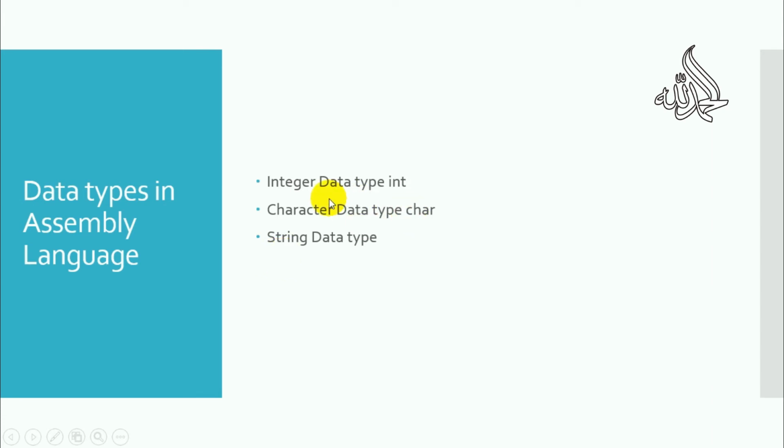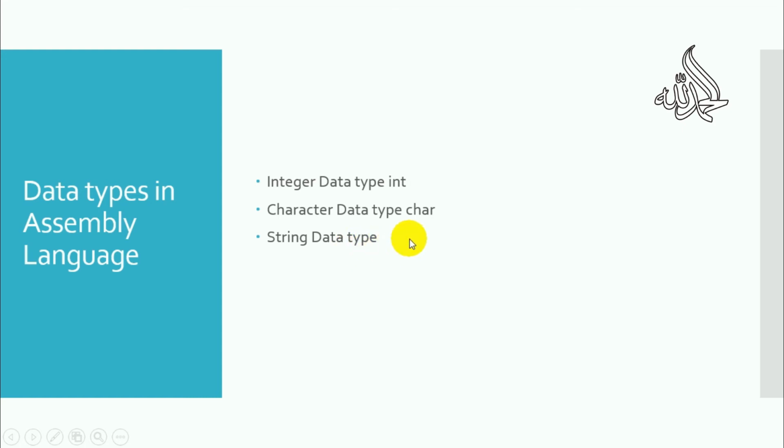So we have the following data types. First one is the integer data type. We use int to represent it in assembly language, and we use call WriteInt to display an integer value on our screen. And after that we have the character data type. The character data type is used to display a character on screen, and then the string data type.